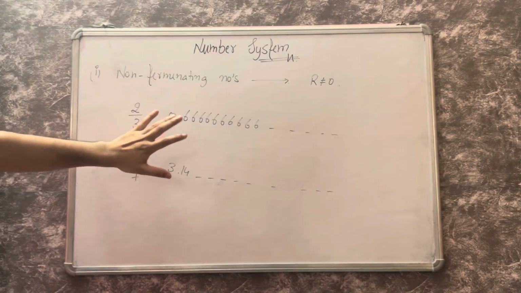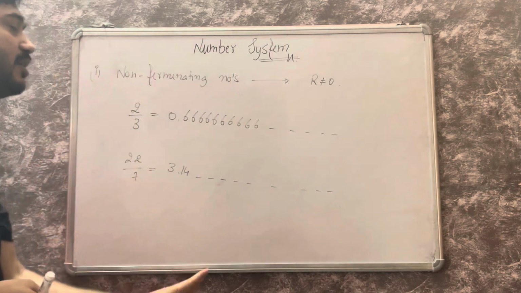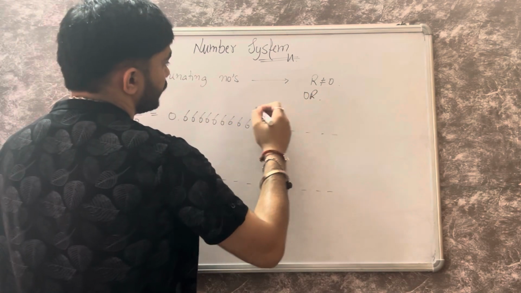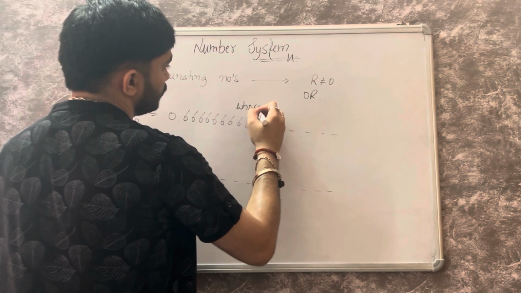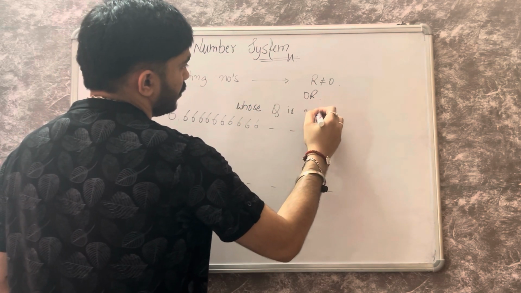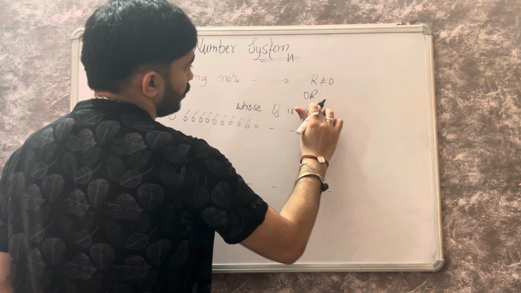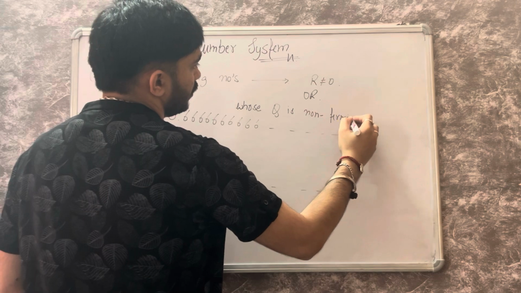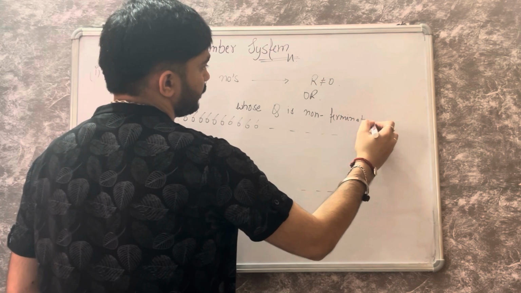Non-terminating numbers are those numbers whose remainder never comes 0, or whose quotient is non-terminating. Any doubt?